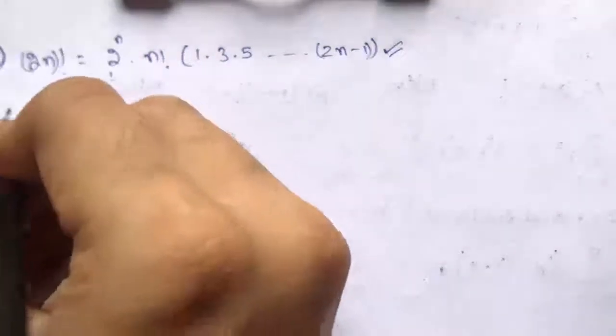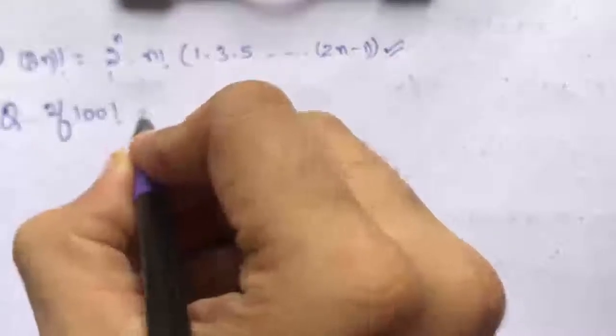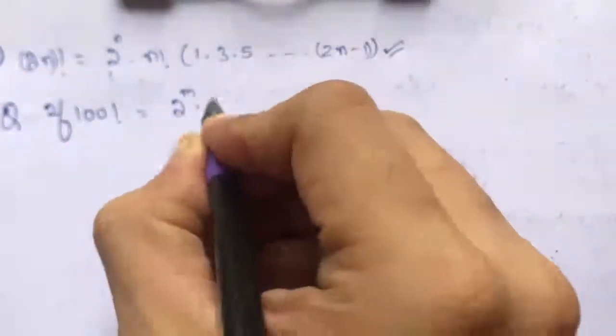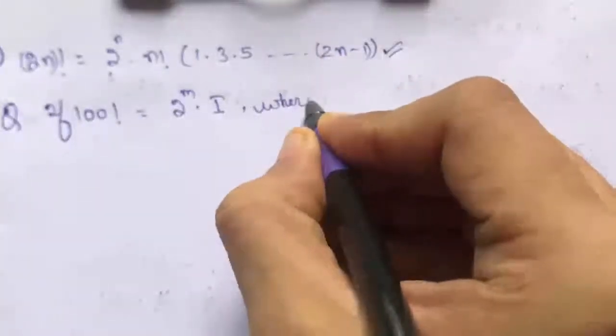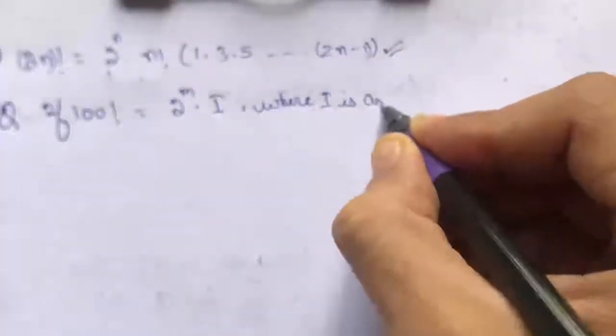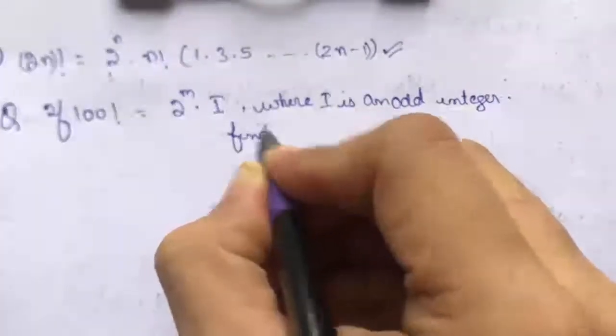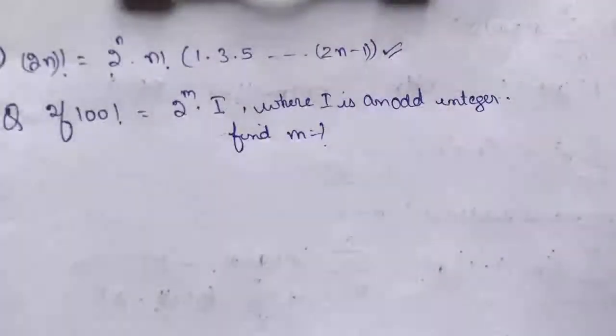Okay, so now the question is, if 100 factorial is equal to 2 raised to the power m into I, where I is an odd integer, find the value of m. So we'll use this concept that we have noted over here in order to find out the value of m.